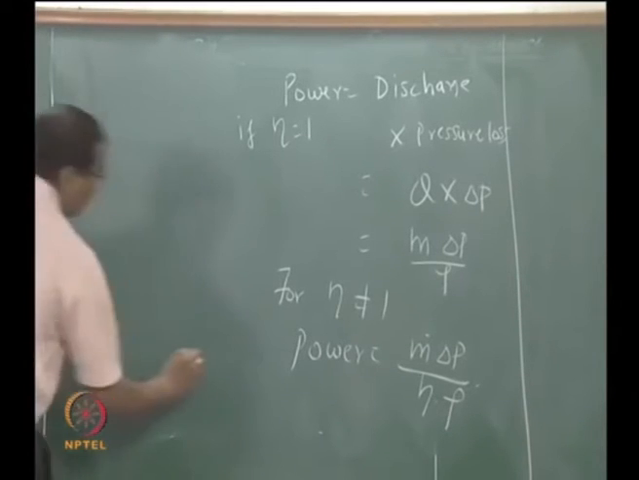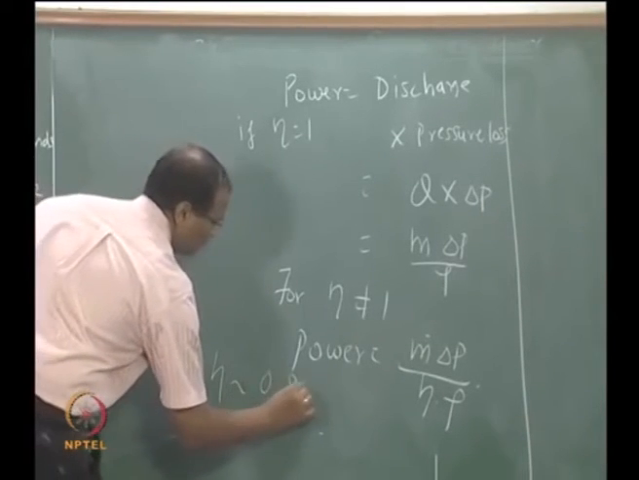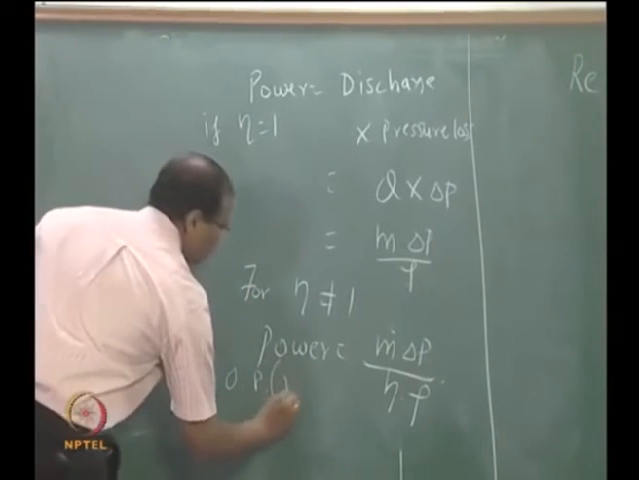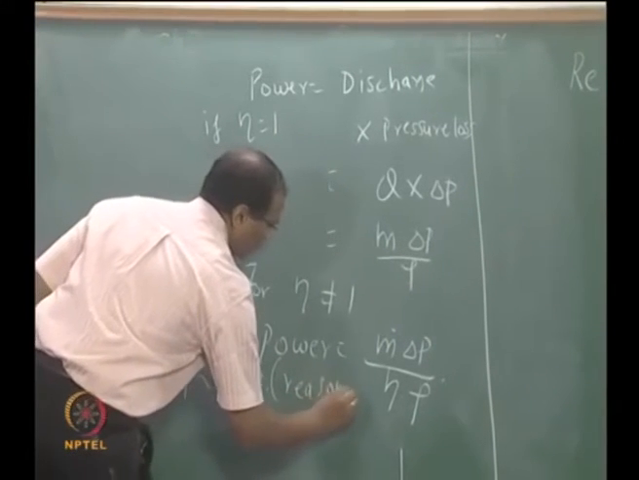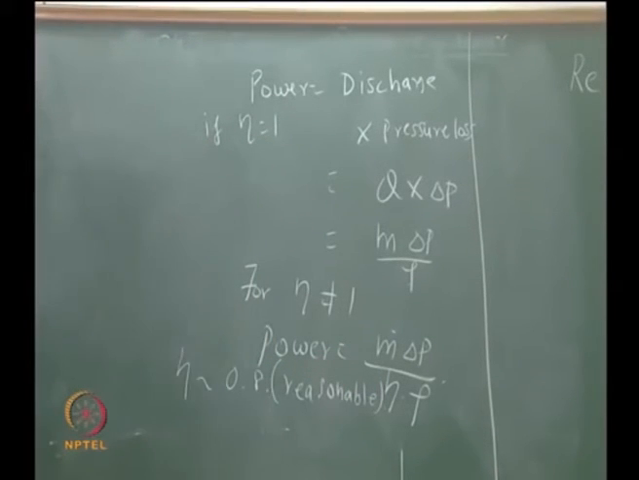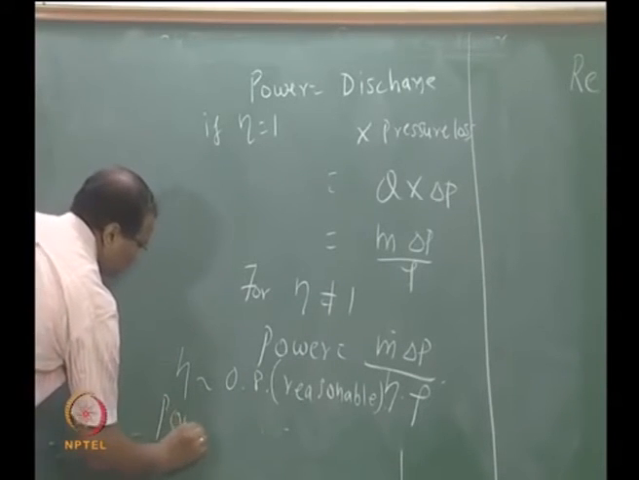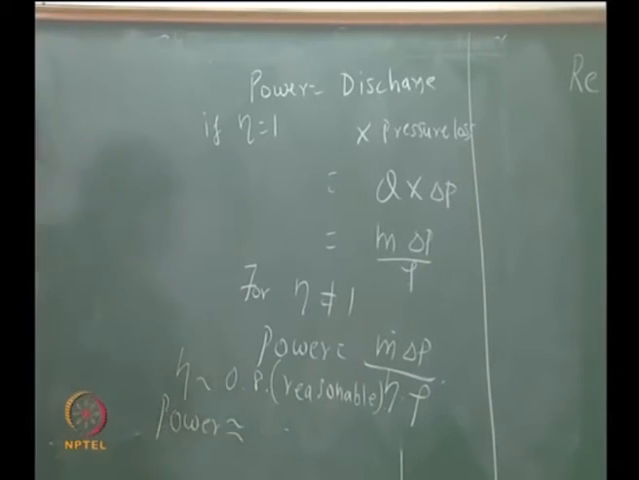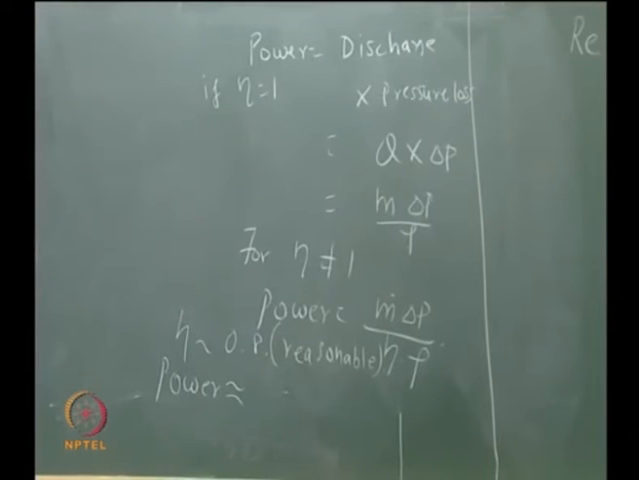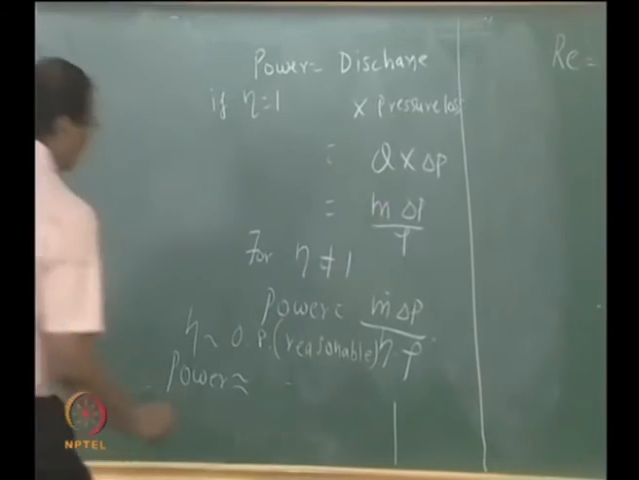If you do that, reasonable efficiency for turbo machinery, reasonable. Okay. Therefore, power equal to, how much was it? 3.5 kilowatts. How much was it? 3.7 kilowatt.